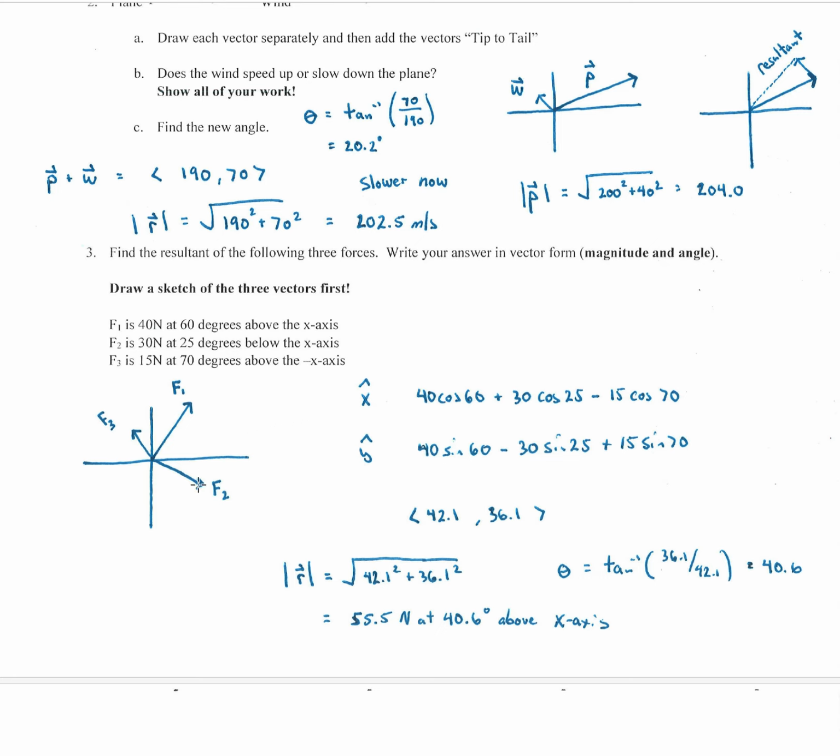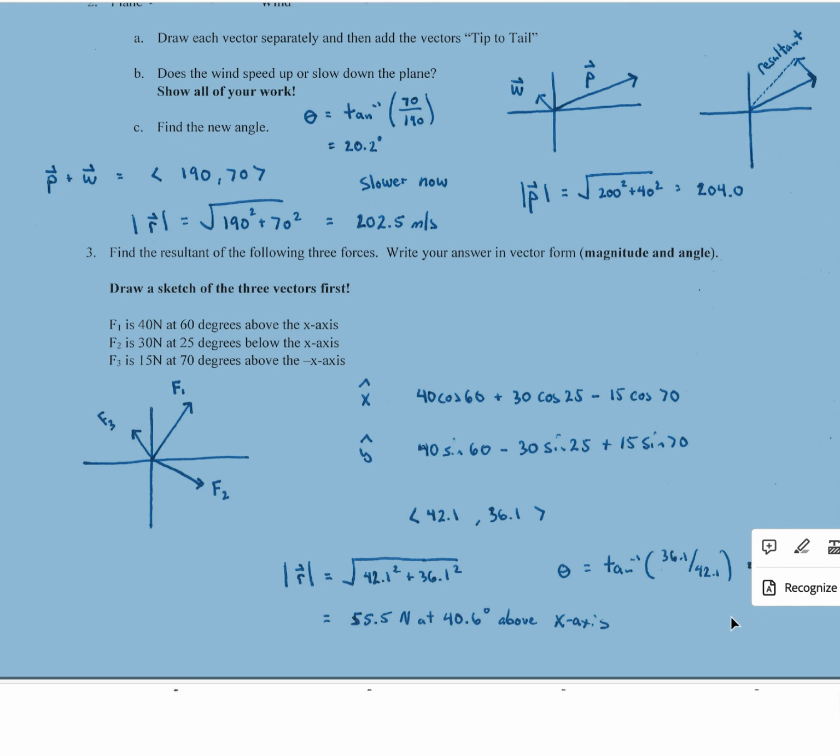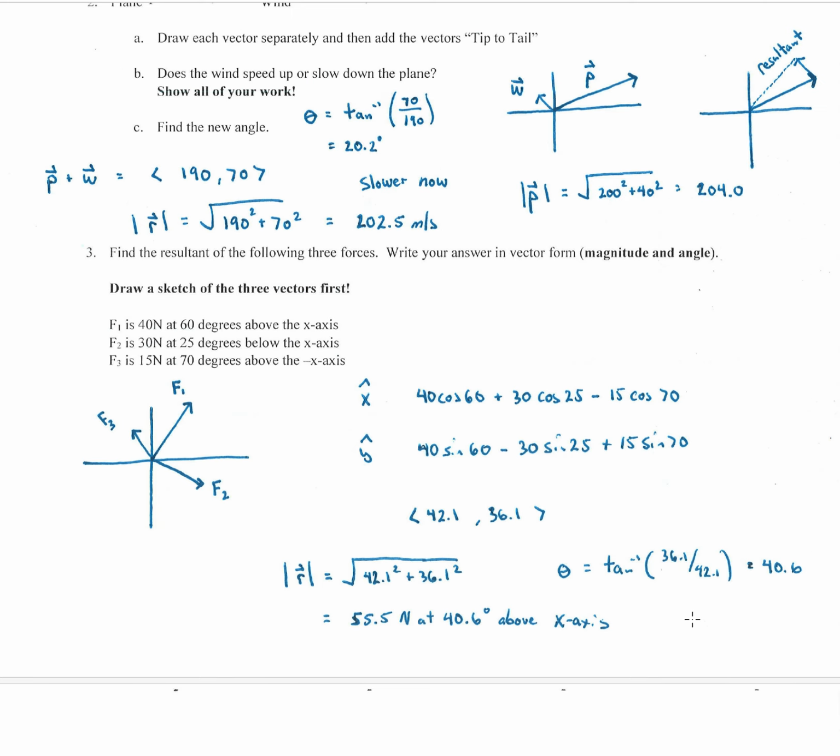and then vertically, up, down, up. F1 is up, F2 is down, F3 is up, which is why it went positive, and then a negative, and then a positive, and I get this 36.1. So the resultant is 42.1 to the right and 36.1 up. I do the Pythagorean theorem to get the actual magnitude, and then I do inverse tangent to find the angle. And as you can see, it is in the first quadrant because the resultant is to the right and up.